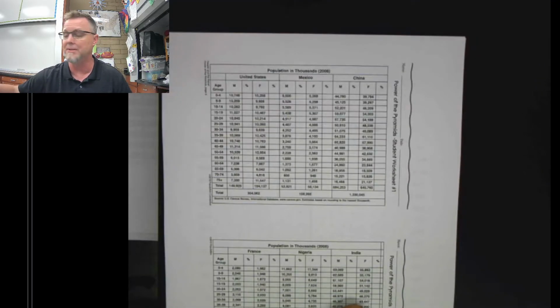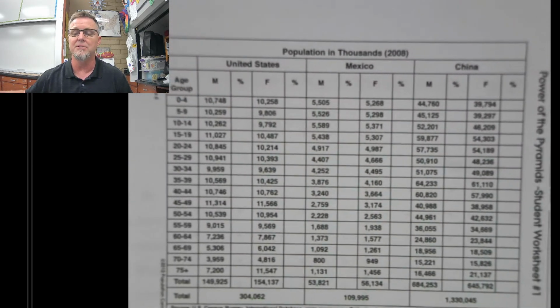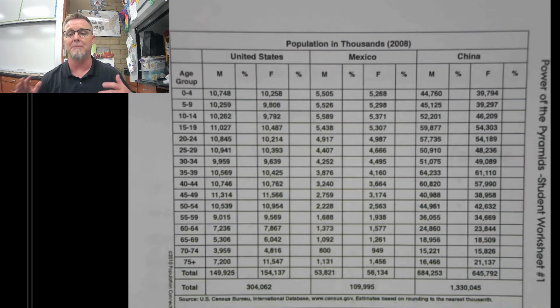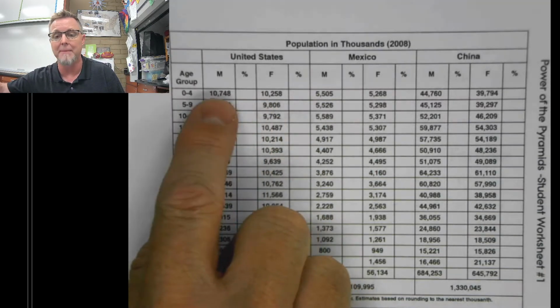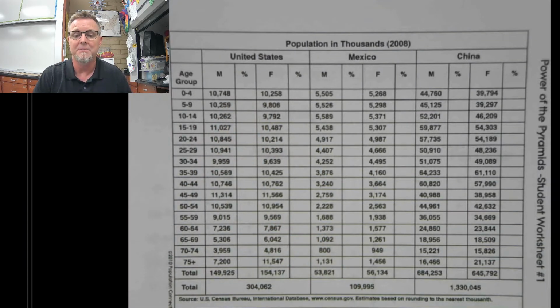All right, so on this page, whoo, that's really small. Let's zoom in and see what it looks like. You've got two data tables that break down the population in 6 different countries: United States, Mexico, China, France, Nigeria, and India. Basically all you need to do is calculate what percent of your population hits each of these age groups. It's the percent of your population that hits each of those respective age groups.